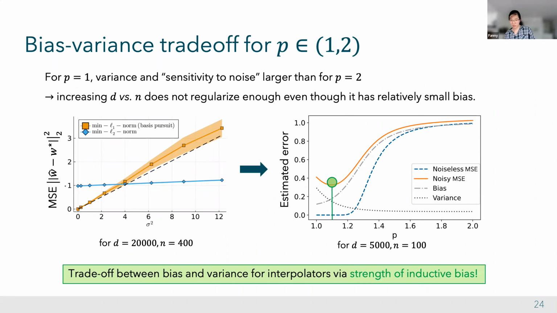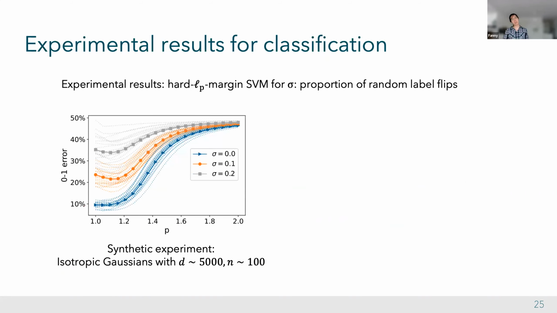Okay, so the optimal point shifts towards 2. And we've shown now experimentally that there is a bias-variance trade-off as a function of the inductive bias. So this is for regression. And I mentioned that we also have results for classification. In particular, we ran some real-world experiments for max margin interpolators, which are essentially the minimum of some norms subject to the SVM constraints.